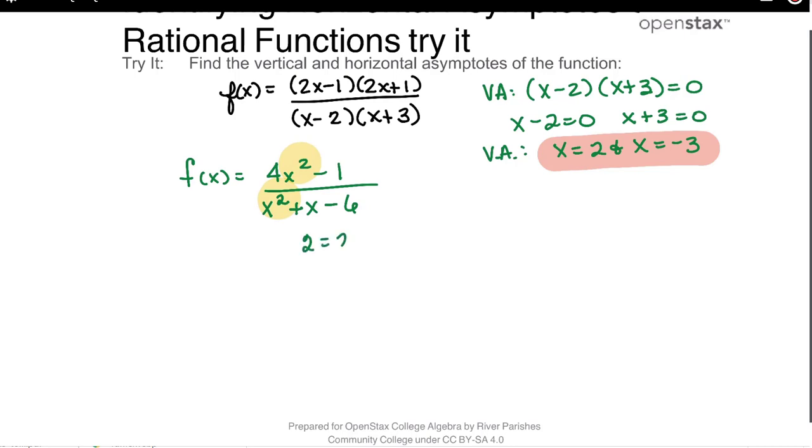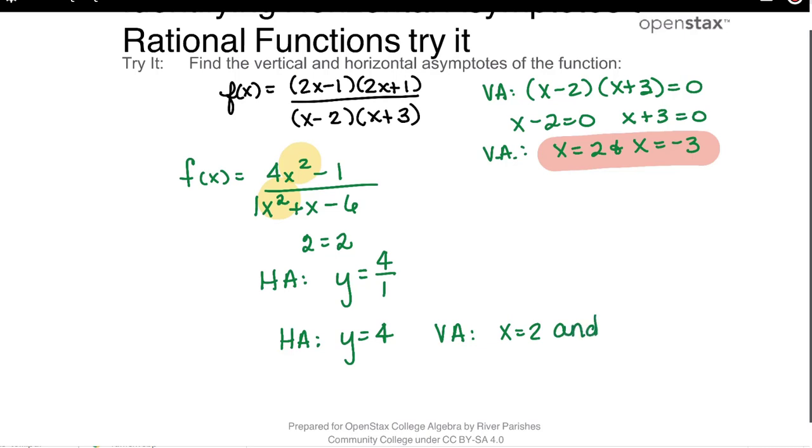Because 2 equals 2, there's a horizontal asymptote at y equals the ratio of the leading coefficients. So the leading coefficient in the numerator is 4. The leading coefficient of the denominator is 1. So there is a horizontal asymptote at y equals 4. And there are vertical asymptotes at x equals 2 and x equals negative 3.